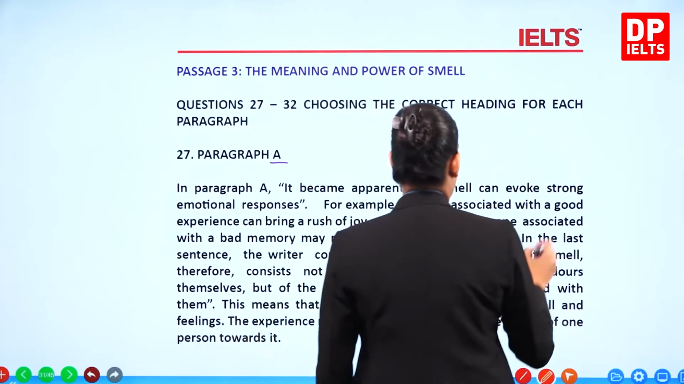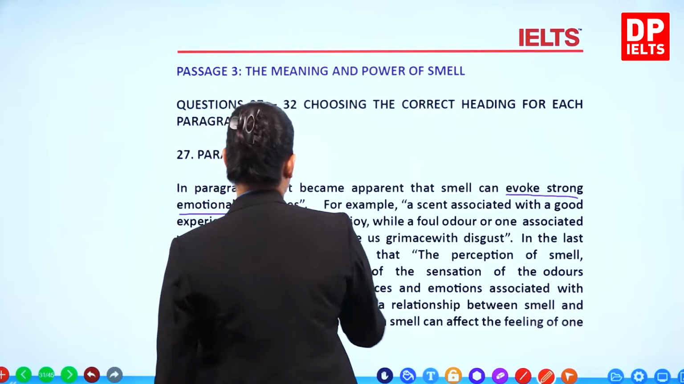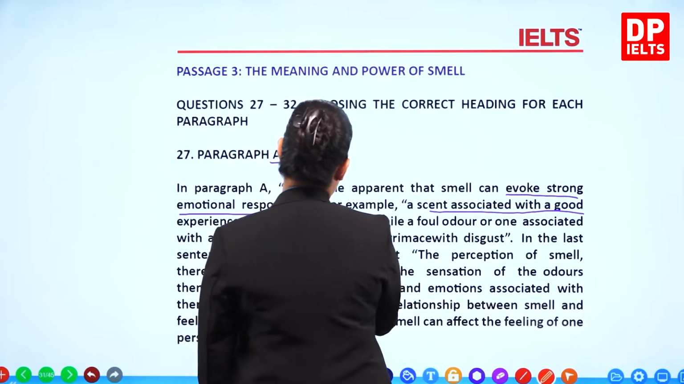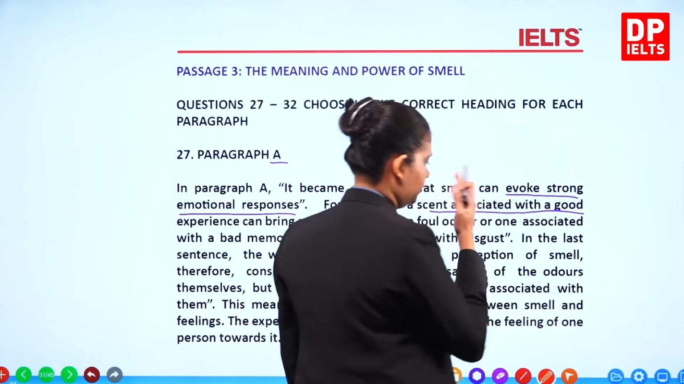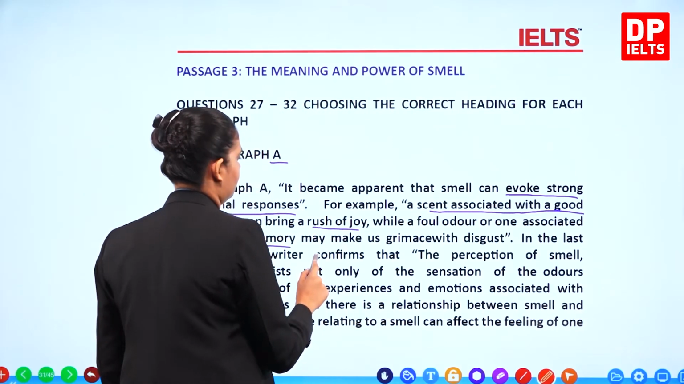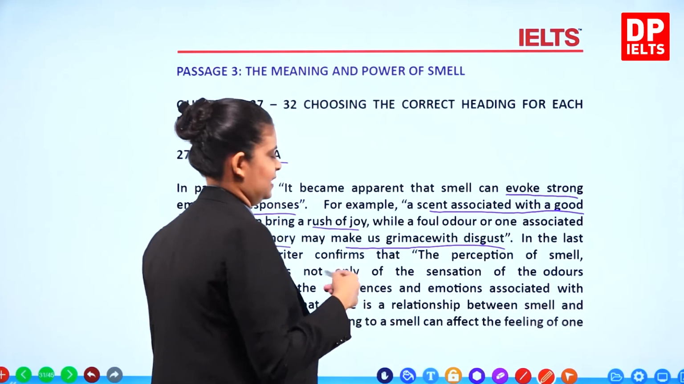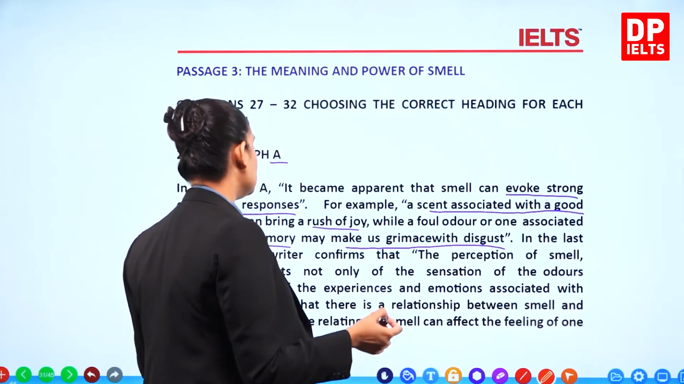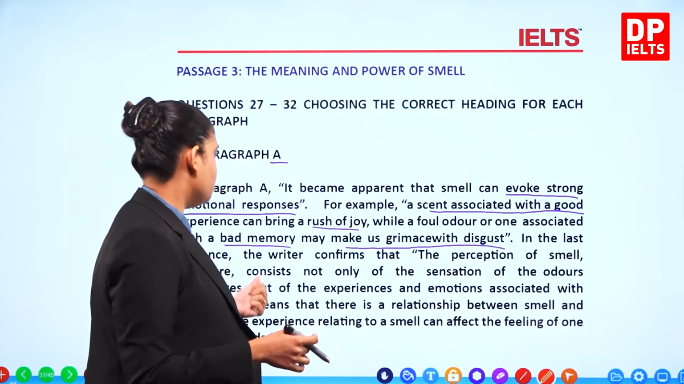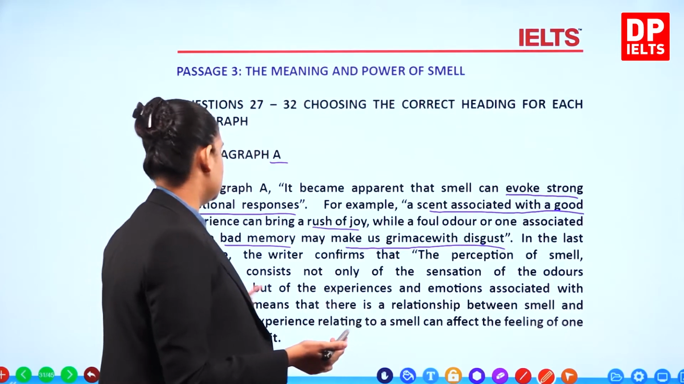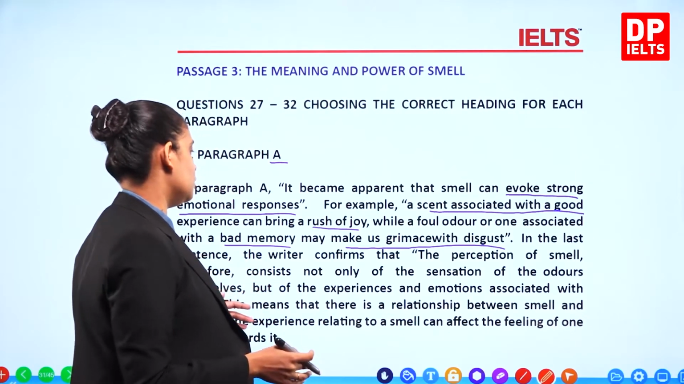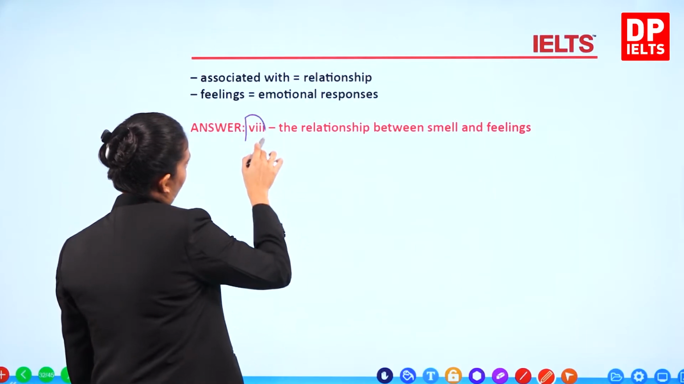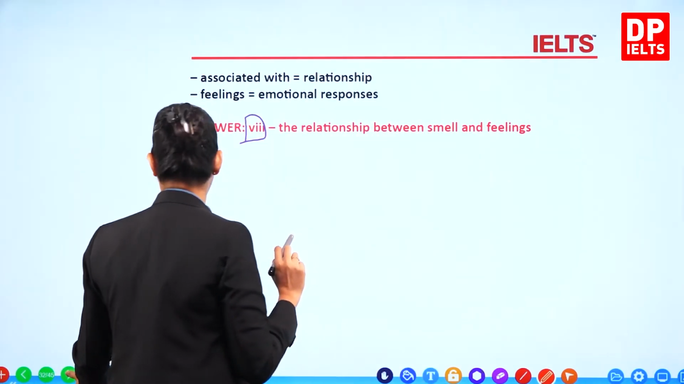It became apparent that smell can evoke strong emotional responses. For example, a scent associated with a good experience can bring a rush of joy, while a foul odor, or one associated with a bad memory, may make us disgusted. In the last sentence, the writer confirms that the perception of smell, therefore, consists not only of the sensation of the odors themselves, but of the experiences and emotions associated with them, right? So this means that there is a relationship between smell and the feelings, okay? And therefore, the answer should be 8, the relationship between smell and feelings.